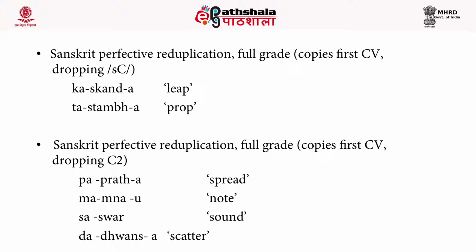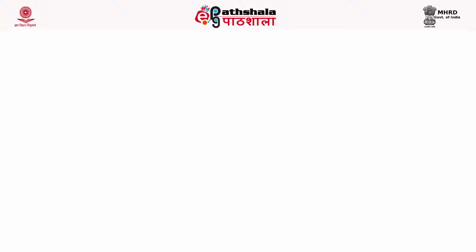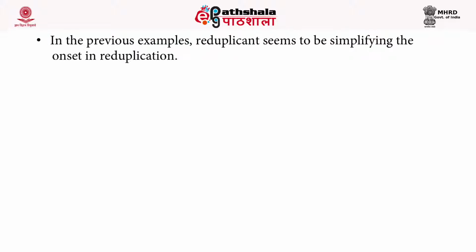Similarly, in Sanskrit perfective reduplication, we have pa pratha, mamamna, saswar, dadhvans. Now what is happening here is, in pa pratha the ra is getting deleted, and in the second example the na is getting deleted. So basically they do not allow for complex onsets. The onsets are getting simplified, so consonant clusters are getting deleted. The reduplicant seems to be simplifying the onset in reduplication.